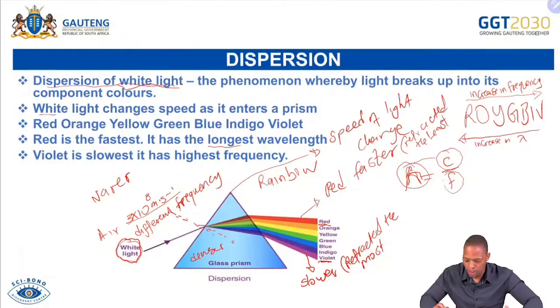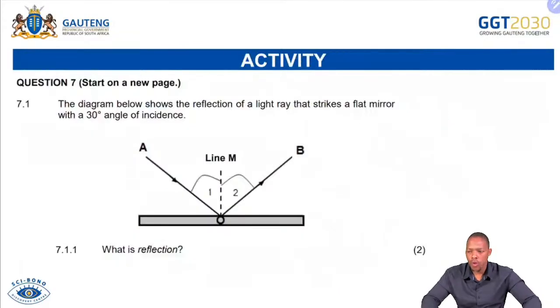Is there a way to remember it? Roy G. Biv. And then you say we are increasing frequency on one side, and we are increasing wavelength on the other side. So grade 12, I'm just going to give you a 3-minute activity just to see if you can answer some of the questions related to the things that we have looked at. Okay, so the activity is here. The diagram below shows the reflection of a light ray that strikes a flat mirror with a 30-degree angle of incidence. Right, your 3 minutes starts now.